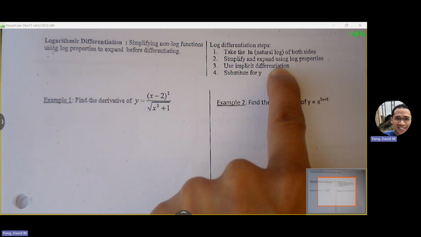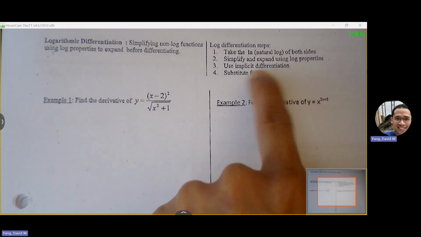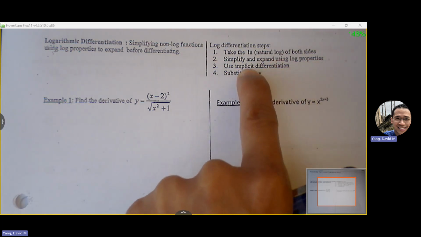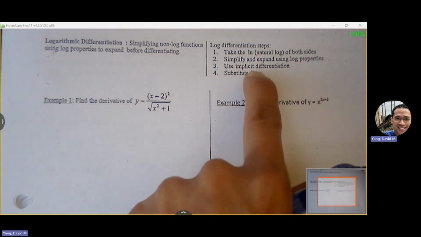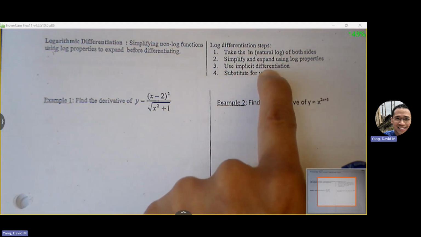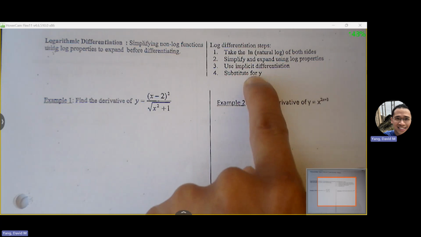Next up, we use implicit differentiation. The reason why we use implicit is because initially the y is by itself, but then once we introduce natural log to that side, that y is going to be stuck inside natural log, and there's going to be a little bit of implicit, which means there's a little bit of dy dx that shows up. And finally, we just substitute. After we find the derivative, we just try to find a way to solve for dy dx.